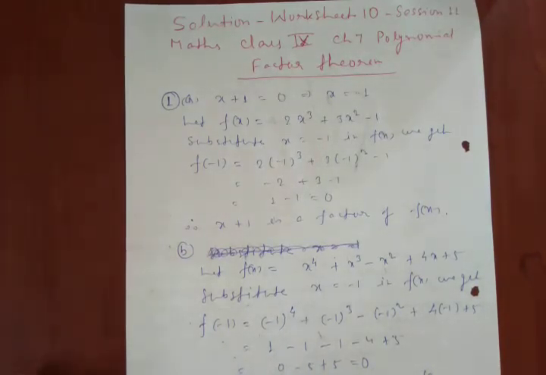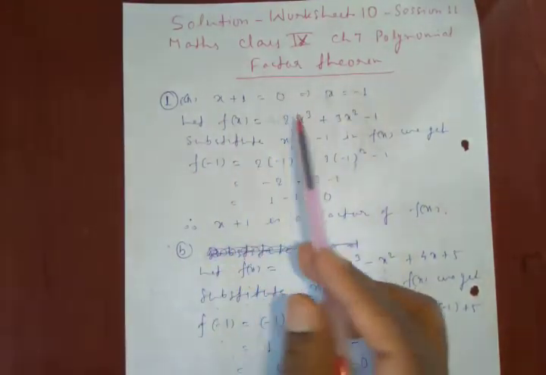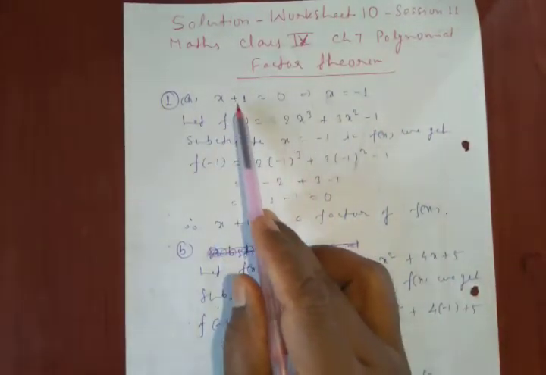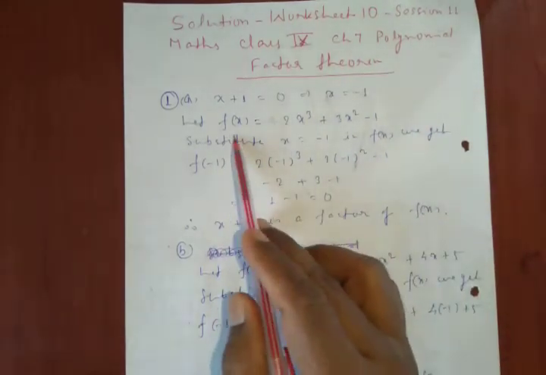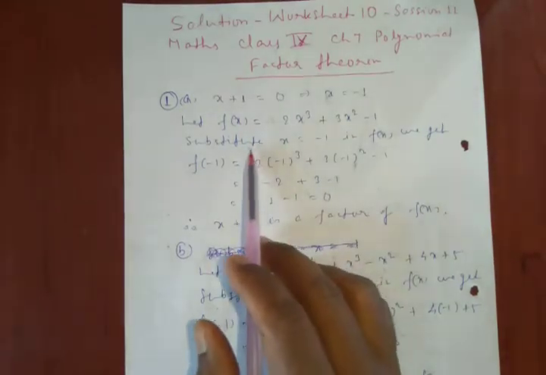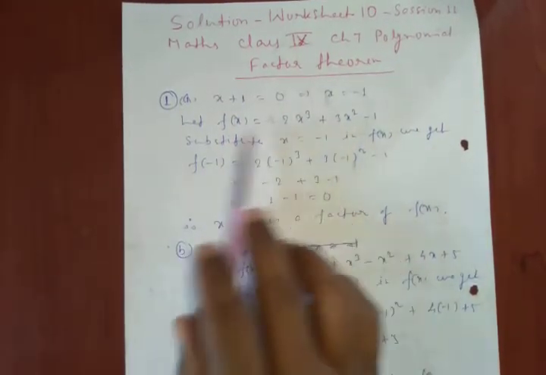of the given polynomial or not. That is, we have to show whether x plus 1 is a factor of this or not. So first find the 0 of this. Equate this to 0, you will get x equal to minus 1, and let f(x) equal to this, that is, give some name to this polynomial, f(x), and then substitute x equal to minus 1 in this f(x), and then solve.